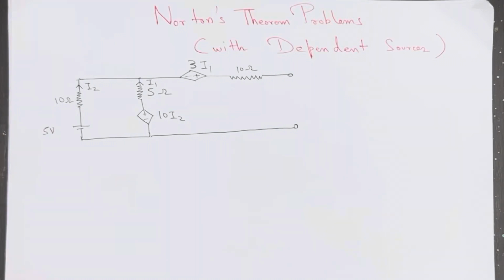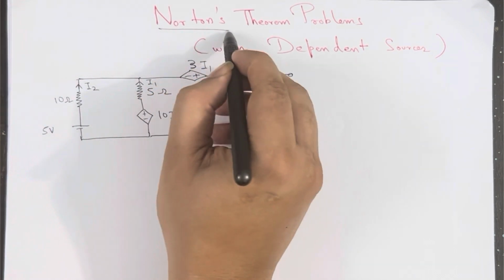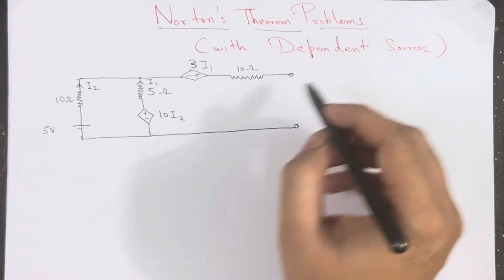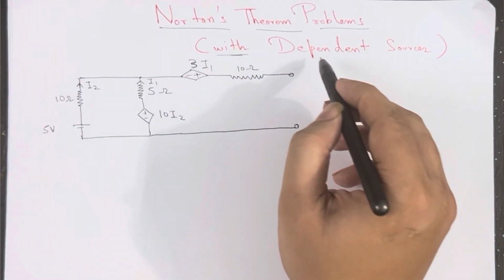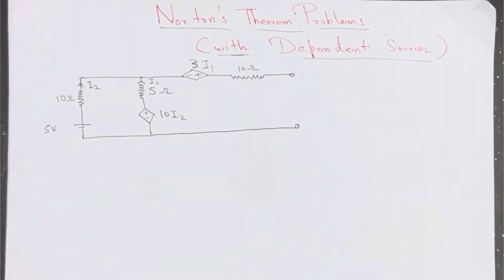Hello guys, so today we will be solving a problem of Norton's theorem only. We have already covered Norton's theorem in our last lecture, but this time we will solve a problem with a dependent source. So we already have the circuit.